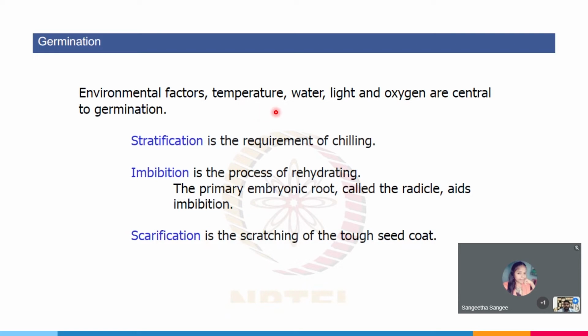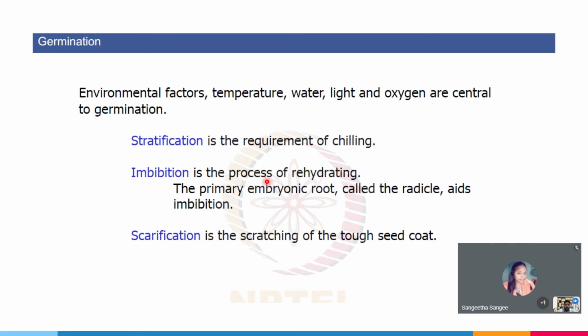The environmental factors, temperature, water, light, and oxygen, are central to germination. And the processes named here are the various processes that the seed needs to go through in order to understand that it now has to germinate. These processes include stratification, which is the requirement of chilling. So essentially, the seed, after going through stratification, knows that the period of winter has passed, and now spring will come, where the environment around is okay for it to start germinating. Because in winter, the environment would probably have been too harsh. So stratification is one of the processes.